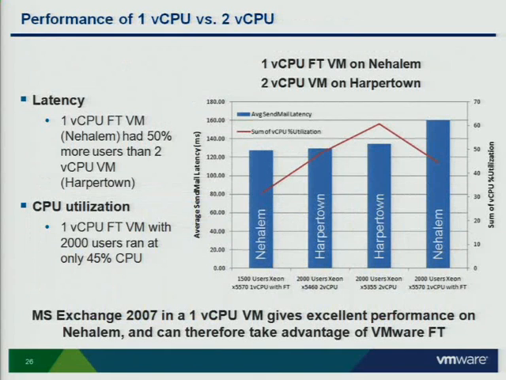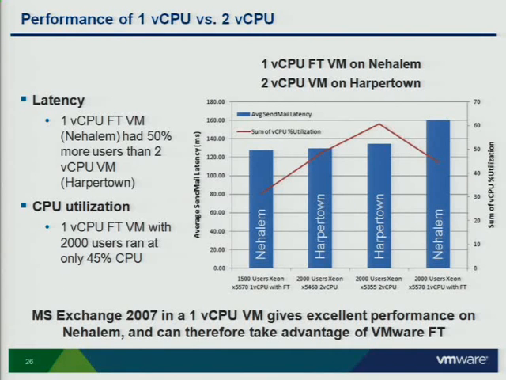All right, so this is the last chart on performance, and there's a lot going on here, but I'll break it down for you. Basically, what we want to do is look at the performance of one virtual CPU versus a 2 virtual CPU VM. Of course, you can enable that one virtual CPU with FT. So what we did is we ran Exchange 2007 on a 1 virtual CPU FT VM on the new Intel Nehalem processor, and a 2 virtual CPU VM on an older generation Intel Harpertown processor. And we looked at the latency and the CPU utilization here.